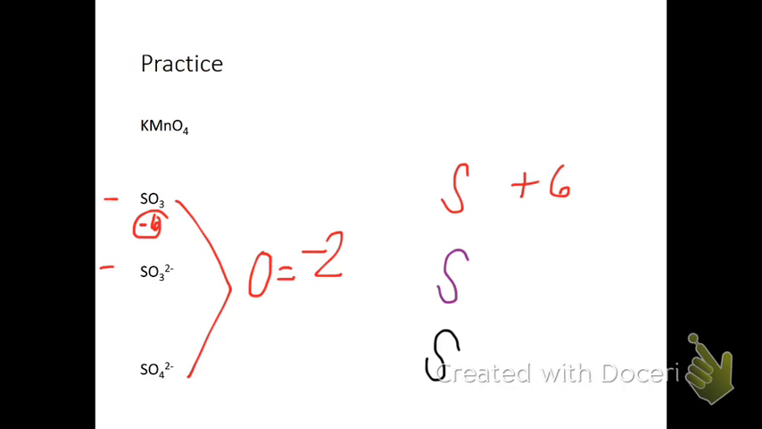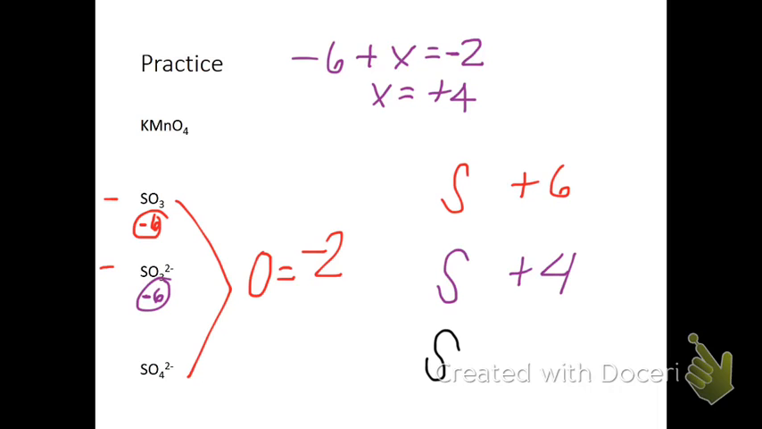What about in the next one? There I need it to equal a -2. So it would have to be a +4. So sulfur would be a +4. Because this is still a -6, right? Again, -6 plus x is equal to -2. That means x has to be a +4. That's what they're doing in their head. They're just looking at it and seeing it. And if you can't do that, then do yourself a little quick algebra problem.